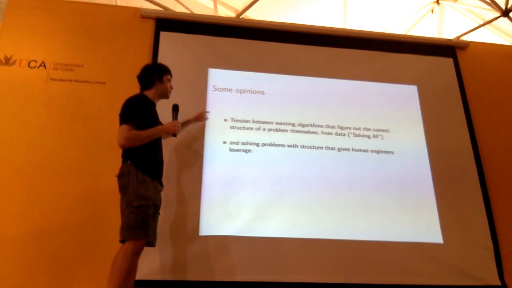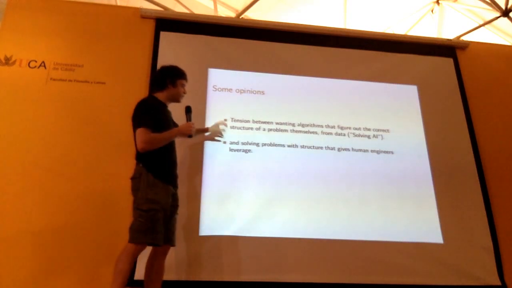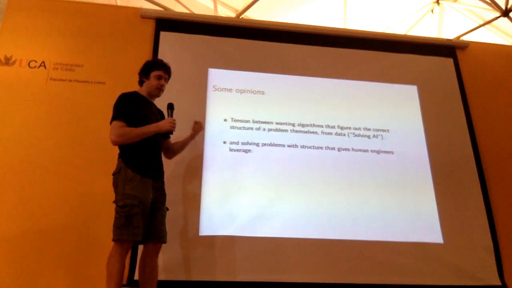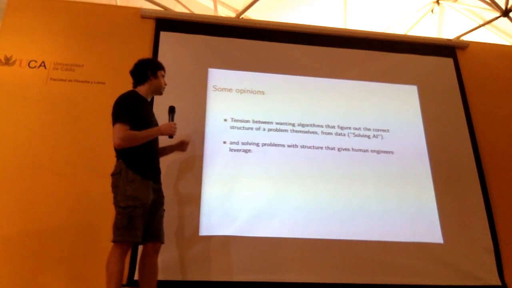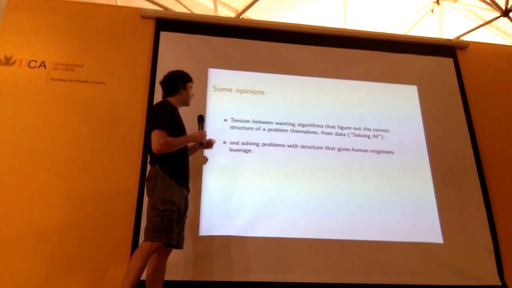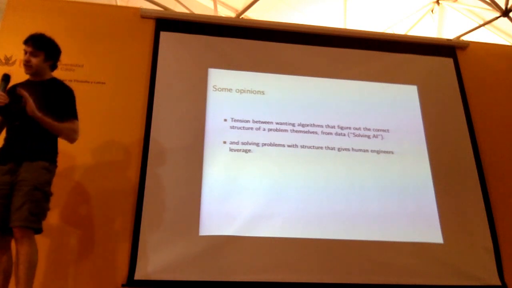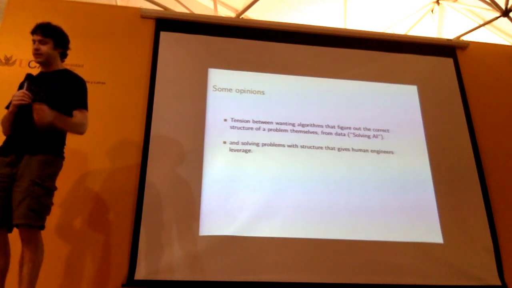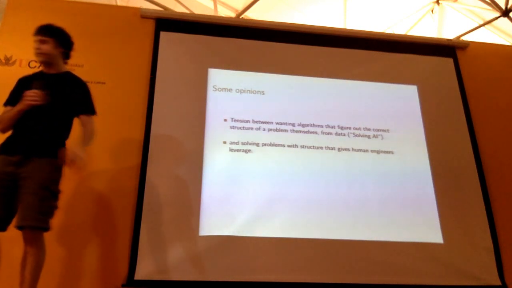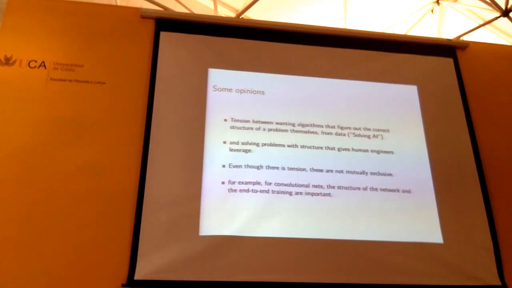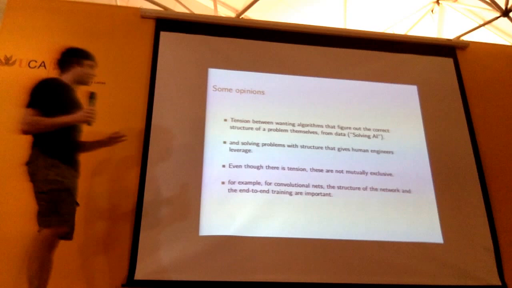And there's this tension between two ideas. One is saying, here's the actual structure that my problem has, and I'm going to use it as much as I can. The other is saying, no, I want to be very disciplined about not allowing myself to use any structure from the data that the algorithm doesn't figure out for itself. There is tension, but they're not mutually exclusive.